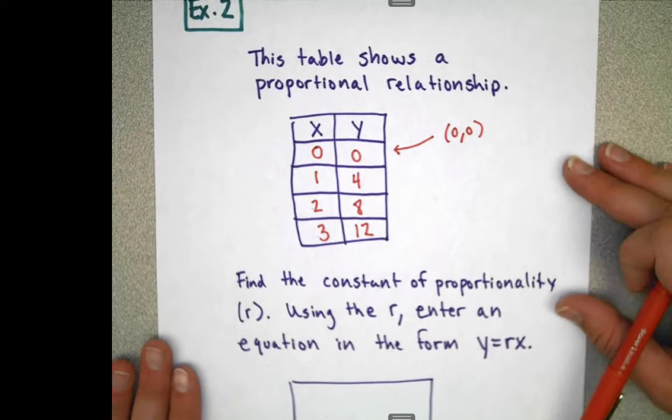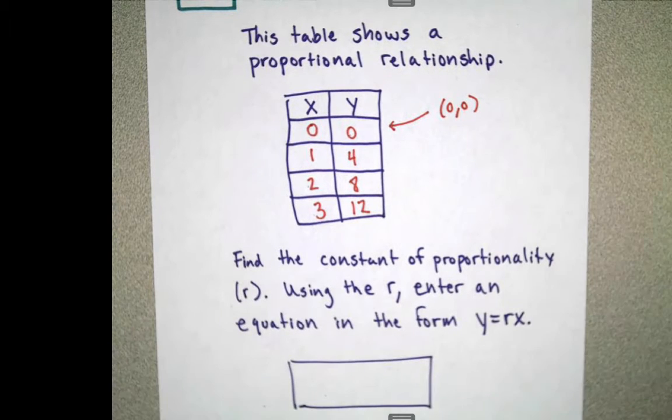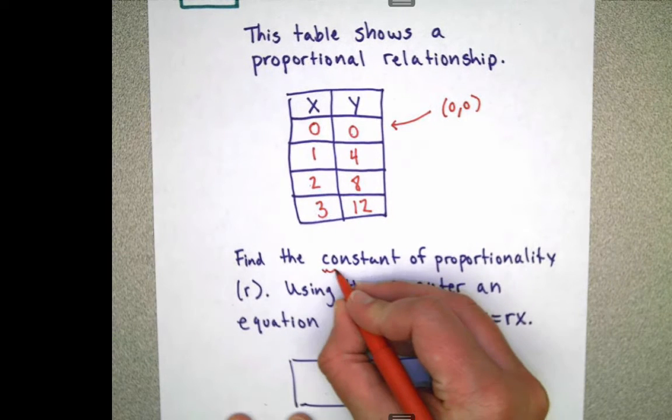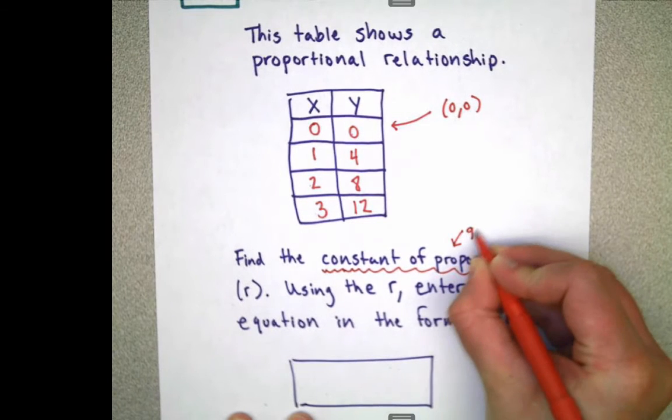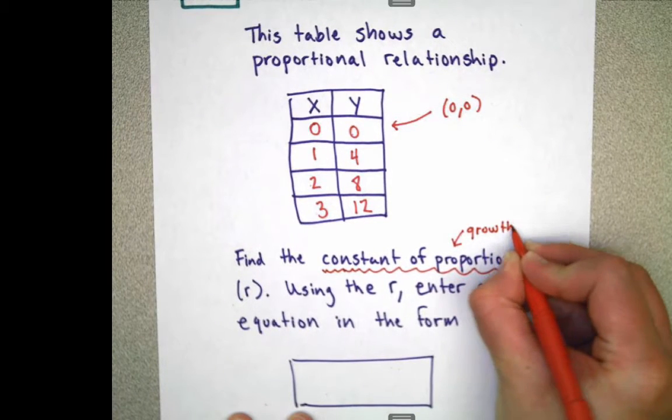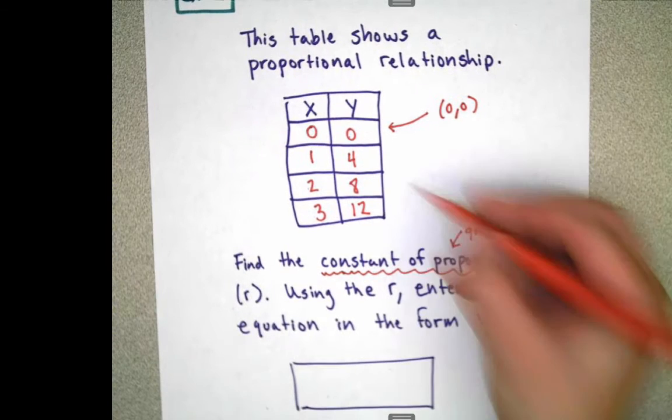And again, pause the video. If this is going kind of fast, pause it and write everything down. So the question is, find the constant of proportionality. That means, what is the growth? What is the pattern doing? What is our growth? What is our table going up by?